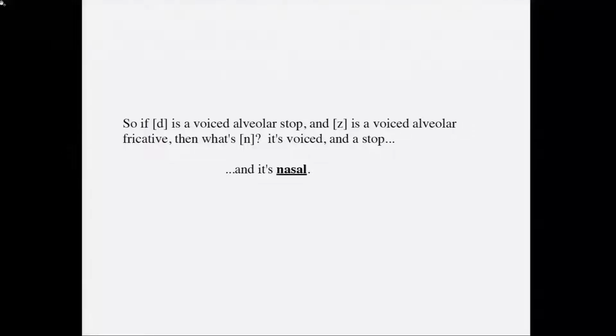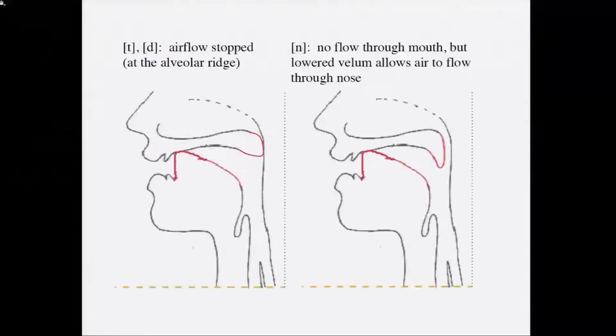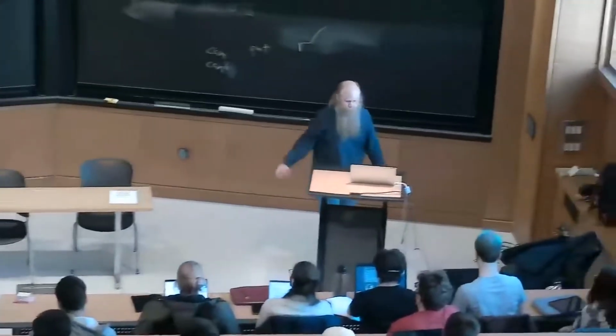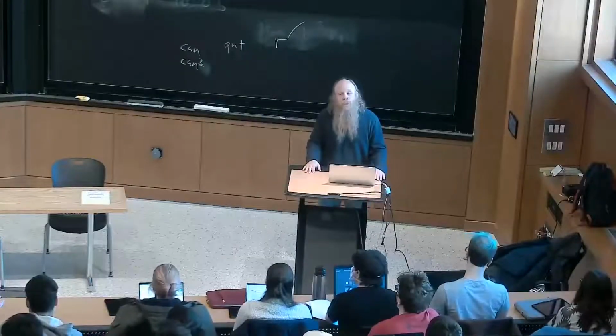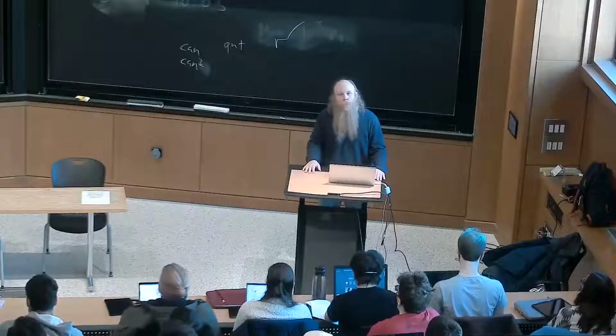What's happening when you make an N is that you are lowering the velum, which is this doohickey in the back of your mouth that partitions your nose from your mouth. By lowering it, you're allowing air to flow through your nose. So for T and D, the airflow is stopped at the alveolar ridge. For N, the airflow is also stopped at the alveolar ridge. It can't go through the mouth. It's stopped right there, but it goes through your nose. So this is a nasal stop, voiced alveolar nasal. People often just call them nasals because nasal fricatives are messy. Actually, not possible, possibly. Okay.